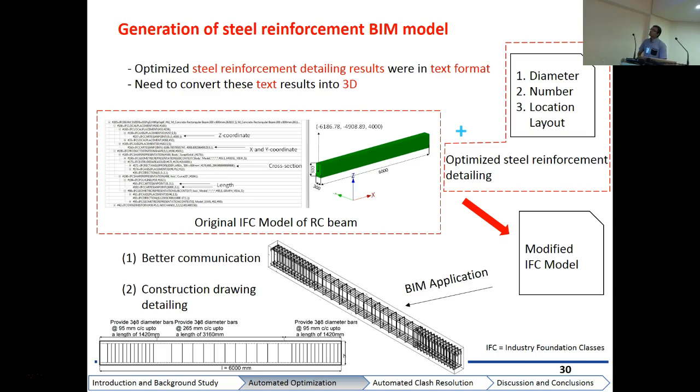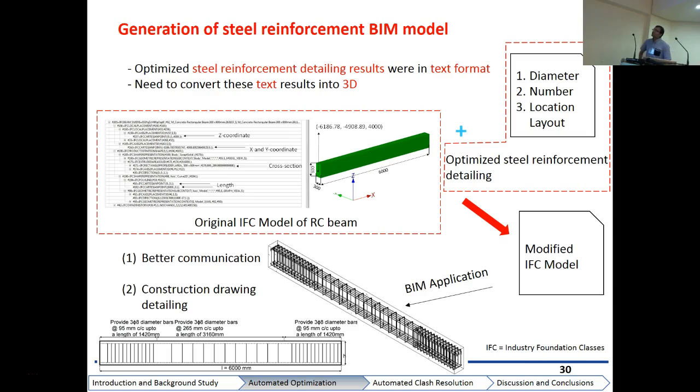We will develop the IFC model of the given RC frame or RC member. Then we will incorporate the optimized steel reinforcement detailing solutions, and we will update the IFC model. Once we have the modified model having all the steel reinforcement details, you can use any BIM application to show the 3D visualization. So we can see that the final result will contain steel reinforcement inside an RC member. Moreover, it will also help us to automate the construction drawing detailing, like we can create the drawing automatically for a given RC frame.